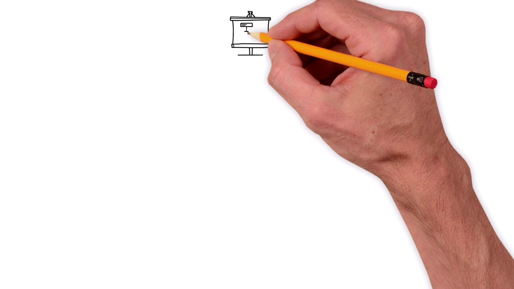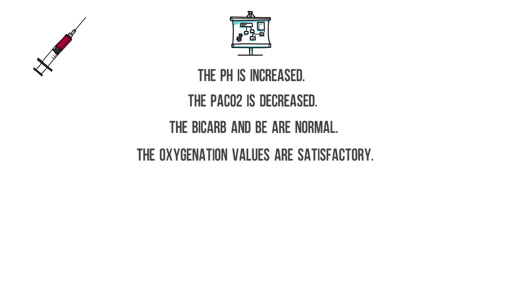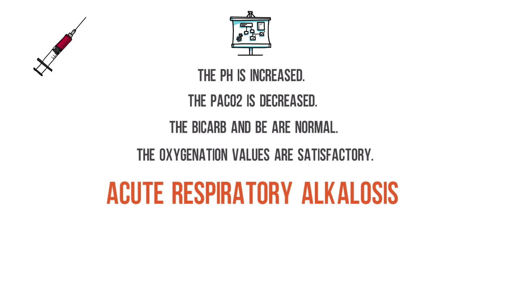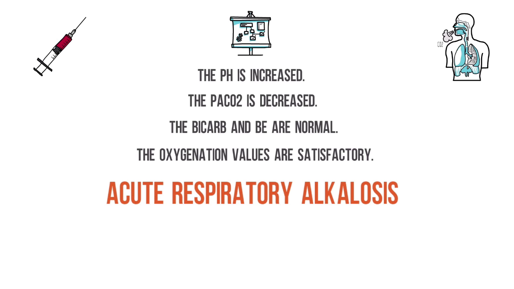Let's break it down. The first thing you should do is interpret the ABG results. By looking at the data that was given, you can see that the pH is increased, the PaCO2 is decreased, the bicarb and base excess are normal, and the oxygenation values are satisfactory as well. So this ABG can be interpreted as acute respiratory alkalosis. This basically means that the patient is hyperventilating and blowing off too much CO2. That is what's causing the pH to be increased outside of the normal range.